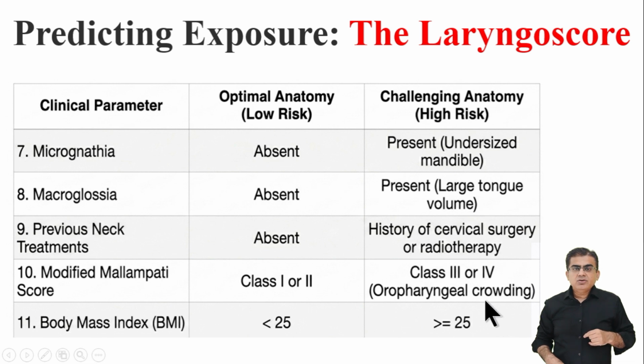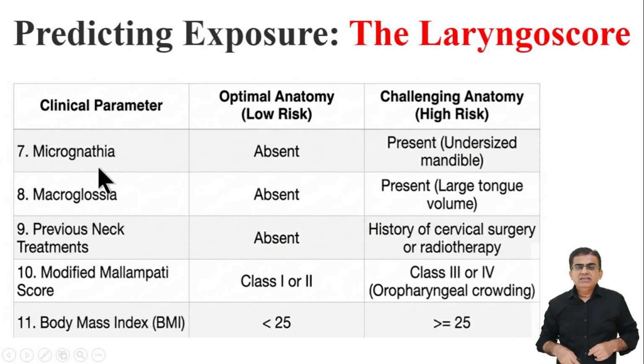Seventh parameter is micrognathia. This simply means the patient has an undersized lower jaw. If it is absent, it is good. If it is present, then it will give a challenging exposure. Eighth parameter is macroglossia. A large, thick tongue will push against our scope and completely block the visual field.